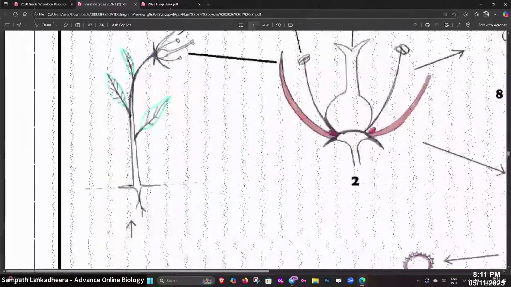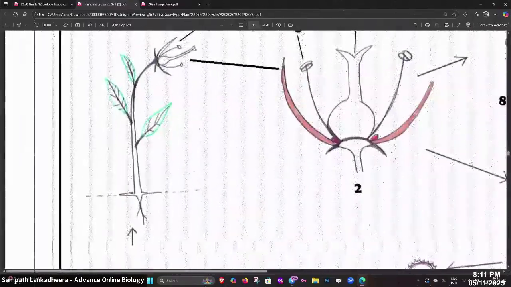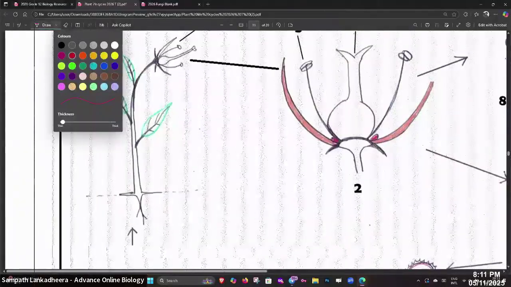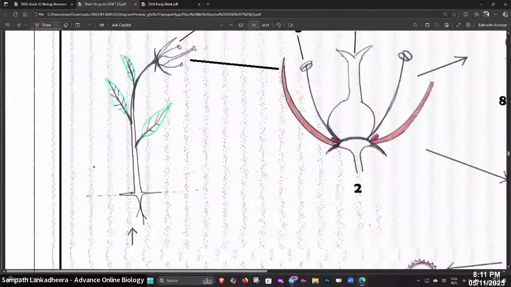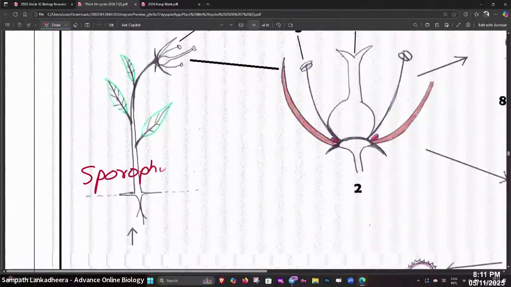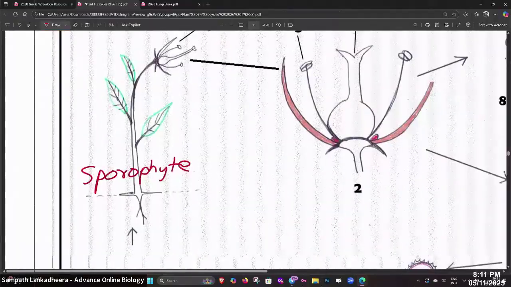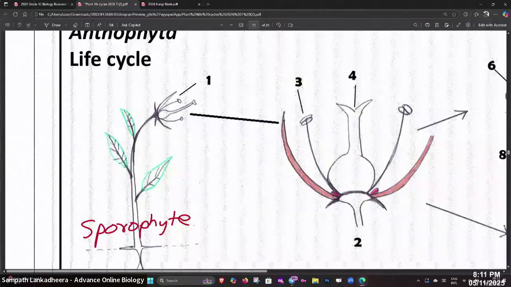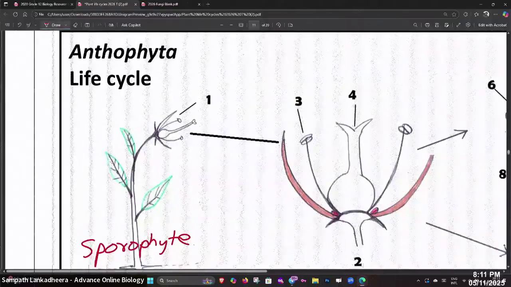Now look at this. This one is the sporophyte. What is this? Sporophyte. This is the sporophyte, and then here we can see the flower.